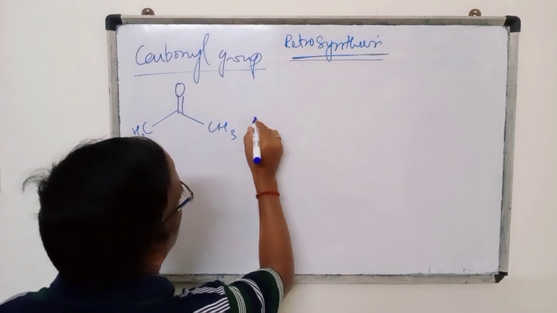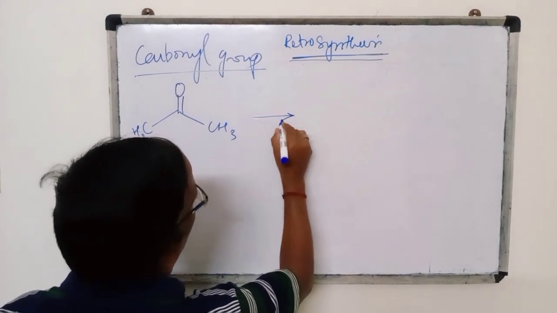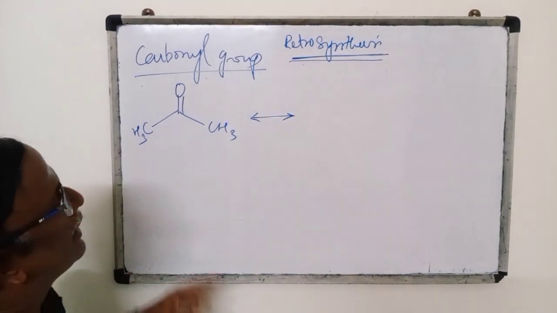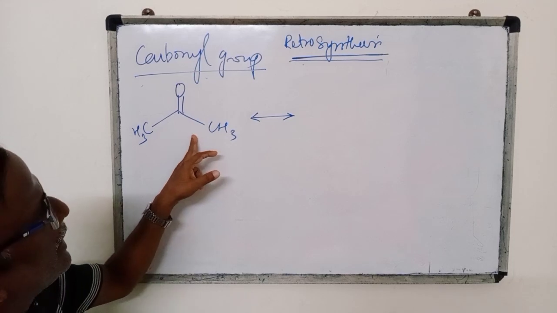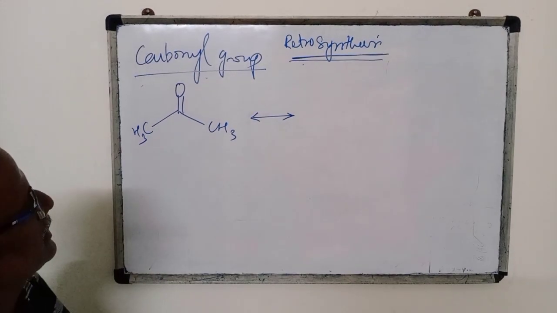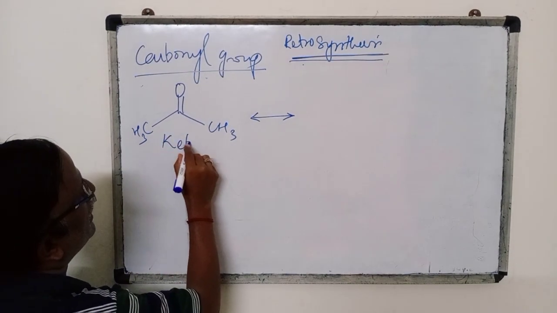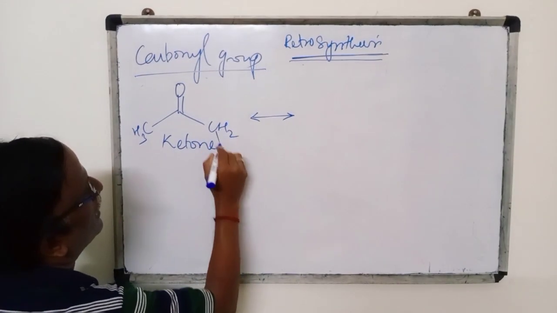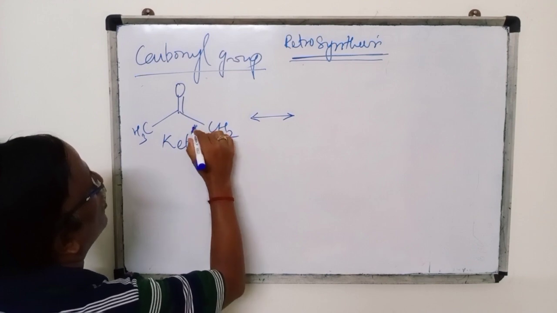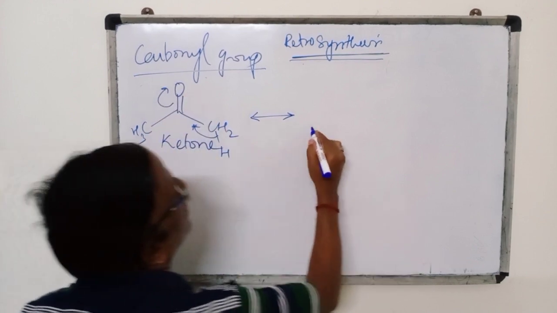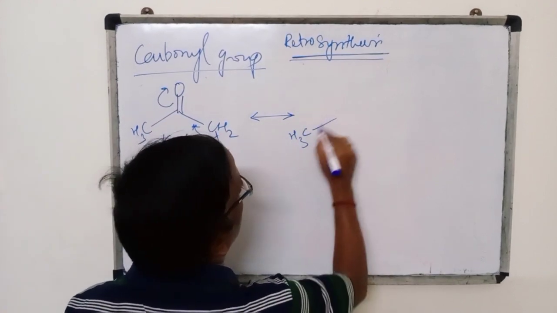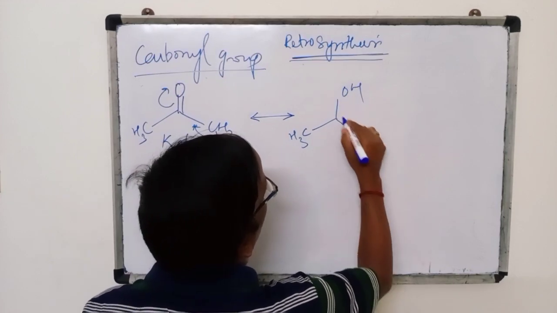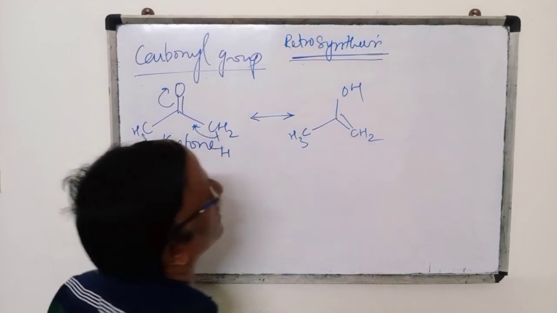This molecule can exhibit an enolic form. This is the keto form. This can exhibit an enolic form. What is the enolic form? It is where I have the hydrogen which is going to be in the enolic form. As a result, I am going to have the structure which has a double bond and the CH2 group here.